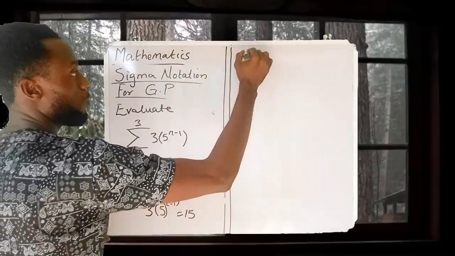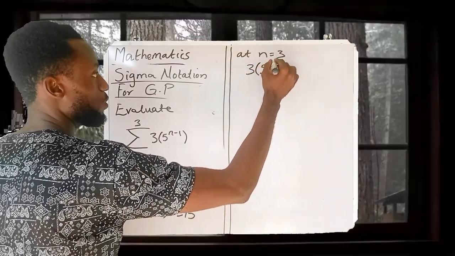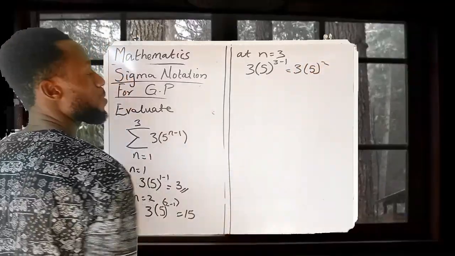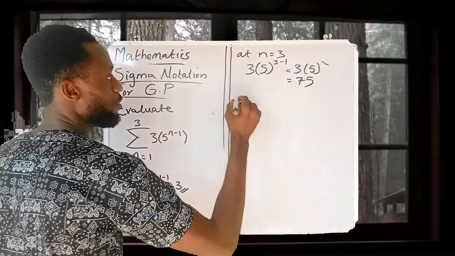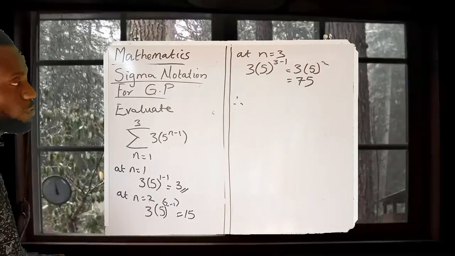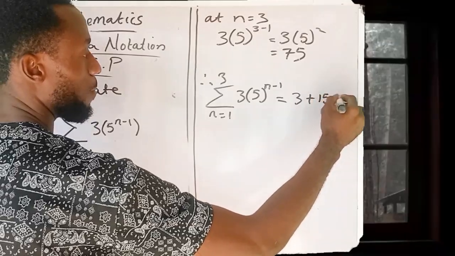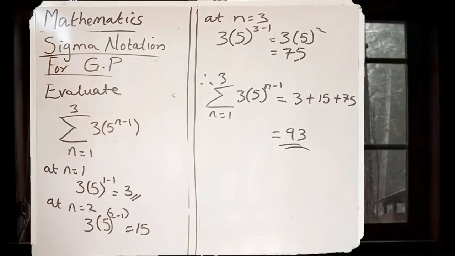You now go for when n is equal to 3. 3 into 5 raised to the power of 3 minus 1. This becomes 3 into 5 raised to the power of 2. So 5 times itself is 25, and 25 times 3 is 75. So therefore, the sigma they're asking for is a summation of all the different terms you got: 3 plus 15 plus 75. Everything comes out as 93. So that's how easy sigma notation is when you're dealing with a GP.